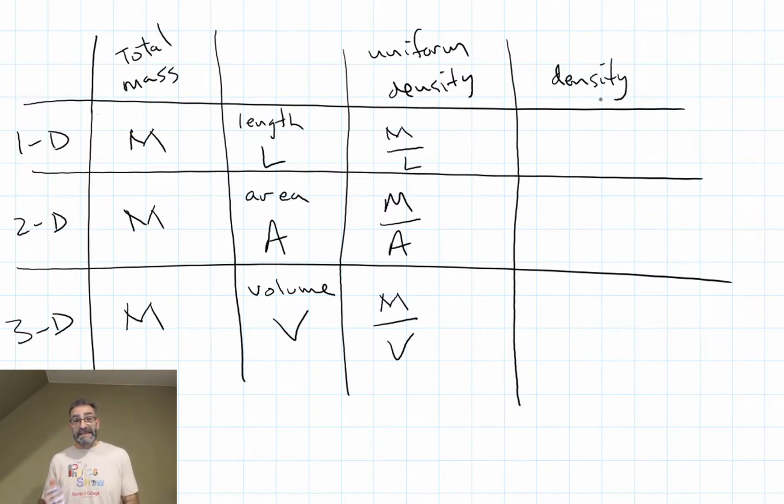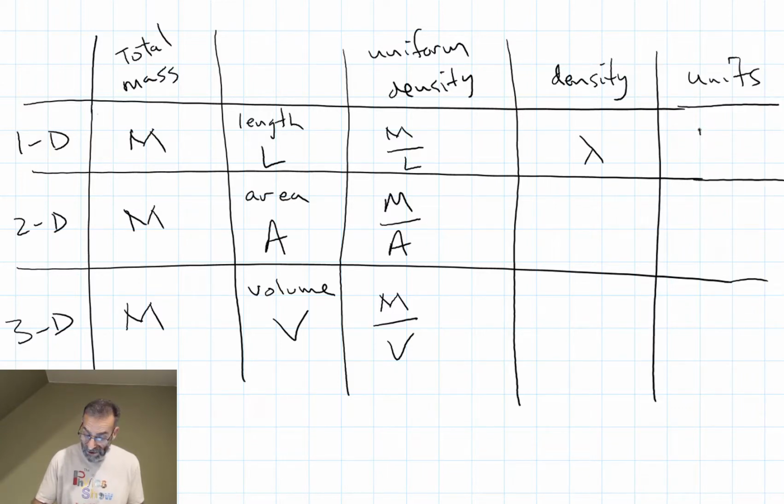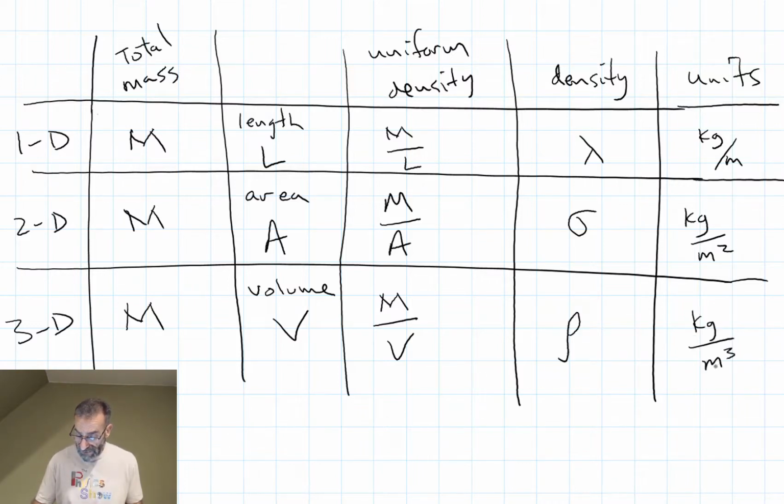And we use different symbols, if you remember. For density, the mass density of a one-dimensional object is lambda, and lambda has units of kilograms per meter. For a two-dimensional object, we use sigma, kilograms per meter squared, and we use rho for the density for a three-dimensional object, kilograms per meter cubed.